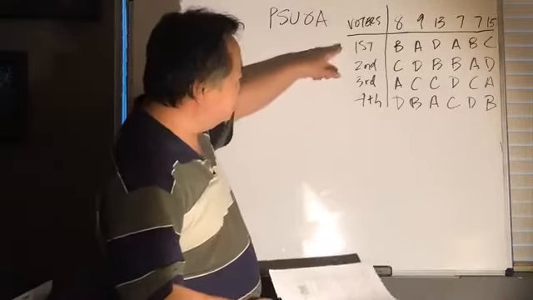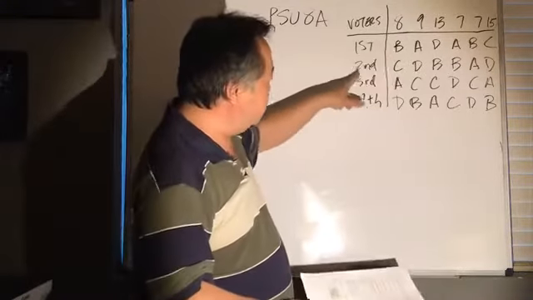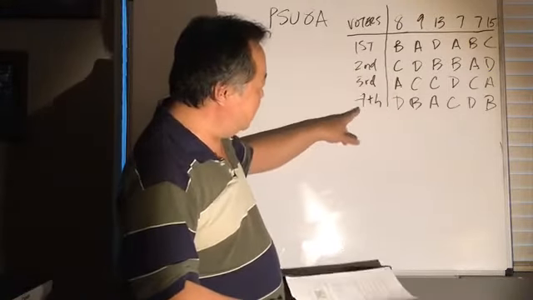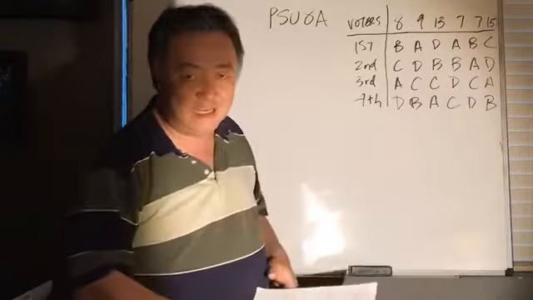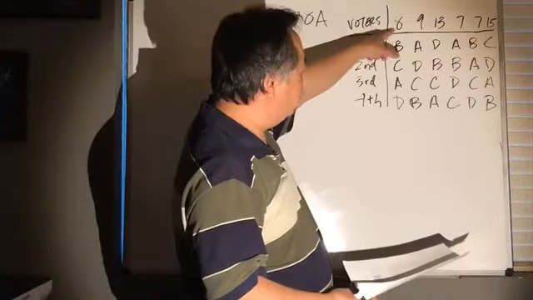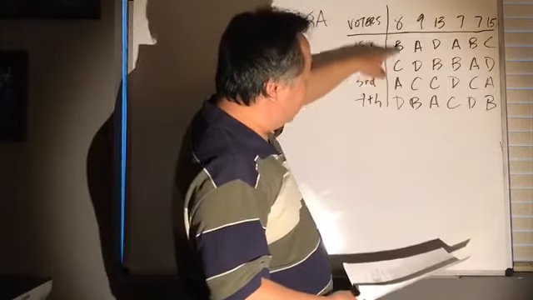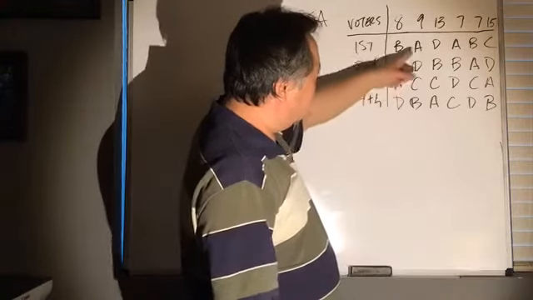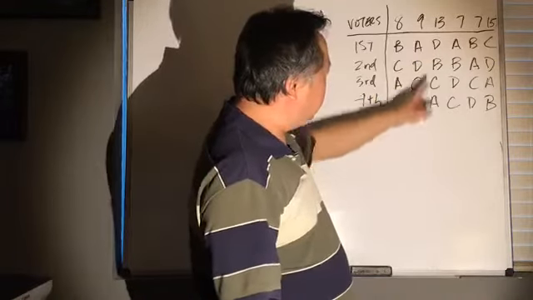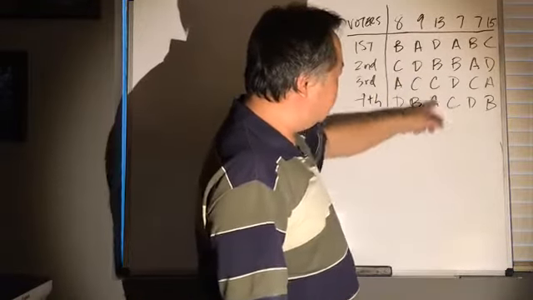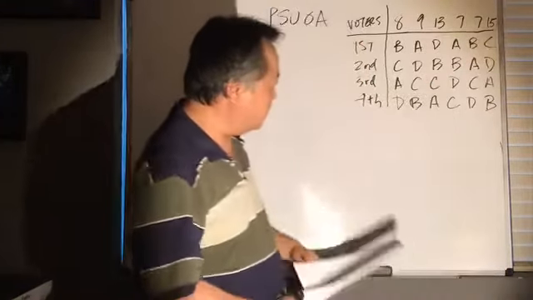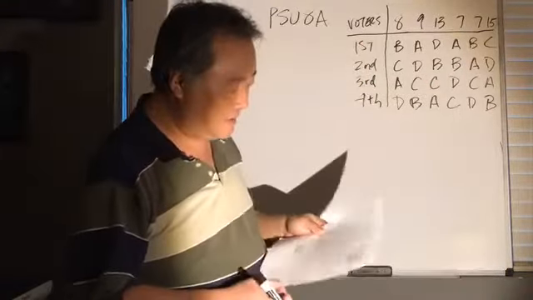Okay, so first choice would be item B, second choice item C, third choice item A, fourth choice is item D. All right, and there are 8 people who voted in that order. And in this order, A, D, C, B, there are 9 people, and then 13 people voted in this order, and 7 and 7 and 15 in those orders. All right. So that's how you read that.